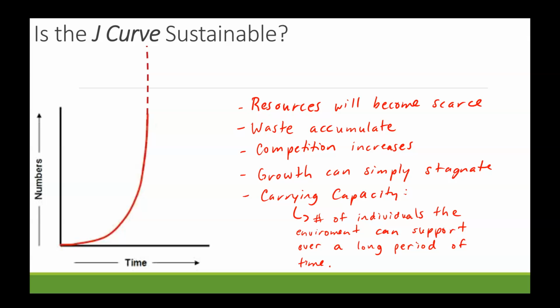Waste will accumulate, and if it's not disposed of properly, can cause disease. Competition clearly is going to increase, right? If there's a certain amount of resources, the organisms are going to compete for those resources, which is going to cause this eventual slowing of the curve at some point. Growth simply will stagnate. It'll slow. But the important concept here is the idea of a carrying capacity. We are going to denote carrying capacity by the letter K. A carrying capacity simply is the number of individuals the environment can support over a long period of time. And that is what's going to prevent this uncontrolled J-curve.